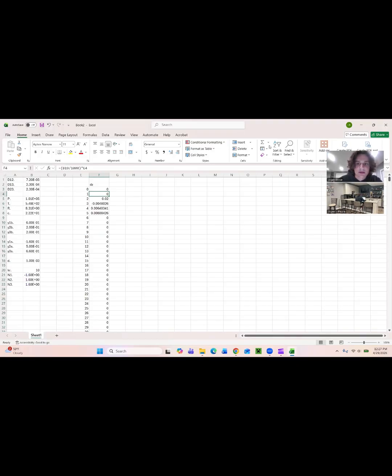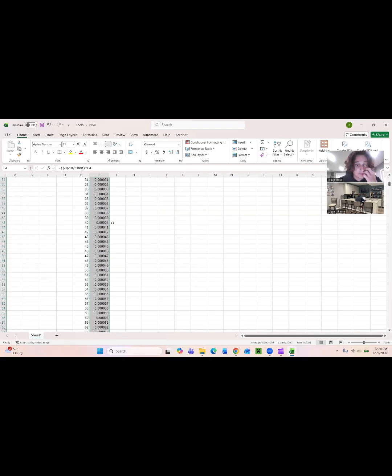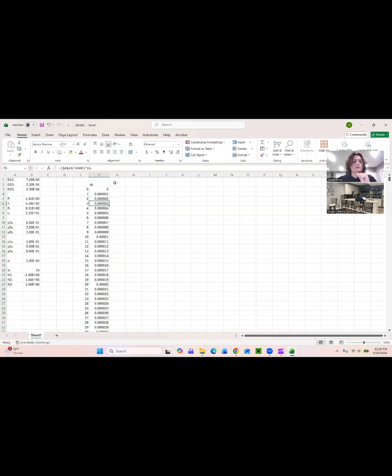That's actually incorrect. Oh, this should stay 18. So we can just add the dollar sign, and then that will populate down. We don't want this in scientific notation. And so we get our values here, right?